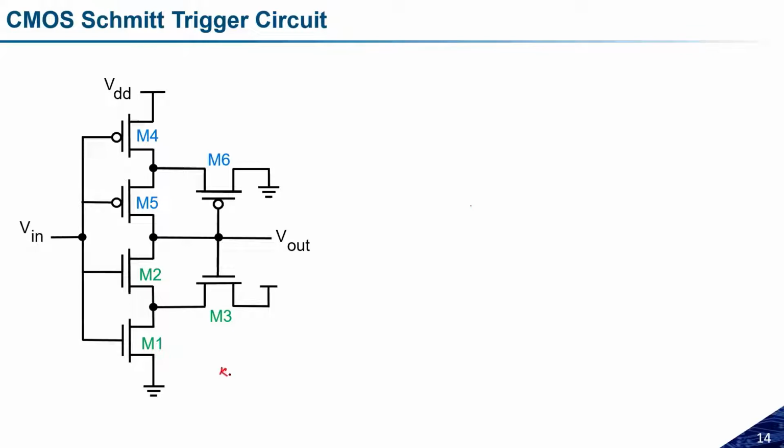The device transconductance ratio is given by KR, which is the ratio of Kn divided by Kp, where Kn is mu n Cox times W by L of n. We know that, right? And Kp is the same with mu p and W by L of p.